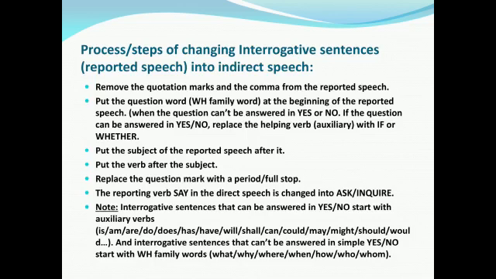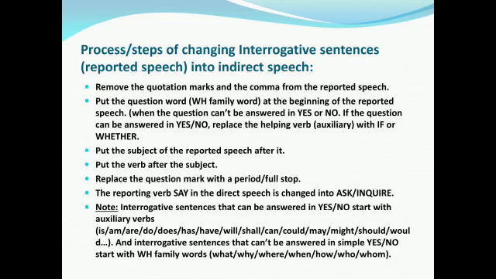Now, what are the things once again to be noted? Interrogative sentences that can be answered in yes or no start with auxiliary verbs like is, am, are, do, does, has, have, will, shall, can, could, may, might, should, would. These questions will start with these auxiliary verbs, and the answer to these questions will be in yes or no. And interrogative sentences that can't be answered in simple yes or no start with WH family words like what, why, where, when, how, who, whom, etc.